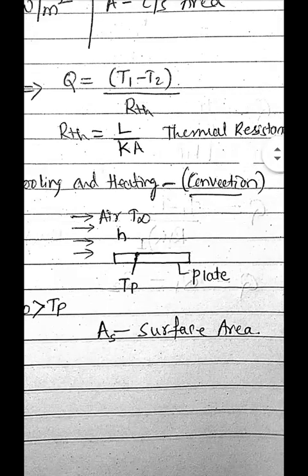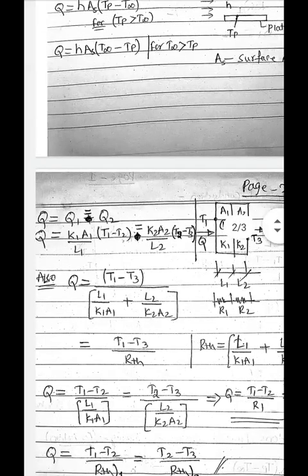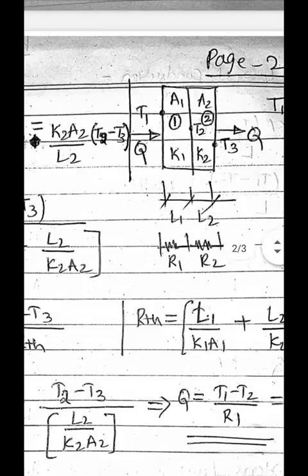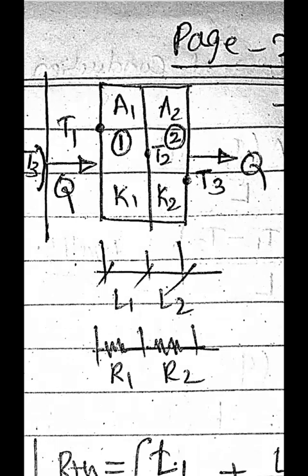Okay, now there is one more possibility. Second page, number 2 now. Now we'll discuss this. Here you can see there is a composite wall, right? There are two plates. The first has area A1, thermal conductivity K1, and T1 and T2 are the surface temperatures of this first block, right? Similarly, there is another block in contact with it. It has area A2, and K2 is the thermal conductivity of the second block, and the interface temperatures are T2 and T3.